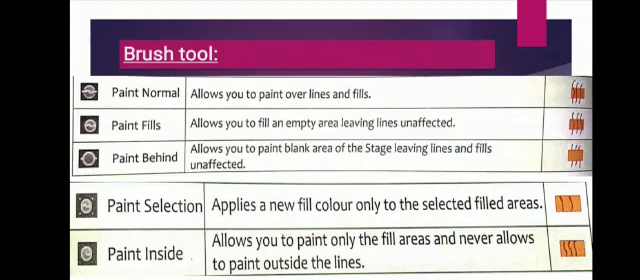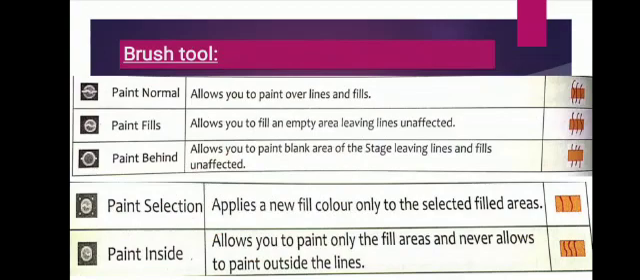In animate workspace you will see these icons, and here name I have given. First one is paint normal. It allows you to paint over line and fills. Fills means inside area of the shape. Second is paint fills. It allows you to fill the empty area, leaving the line unaffected. Okay, lines will not be affected by using this.